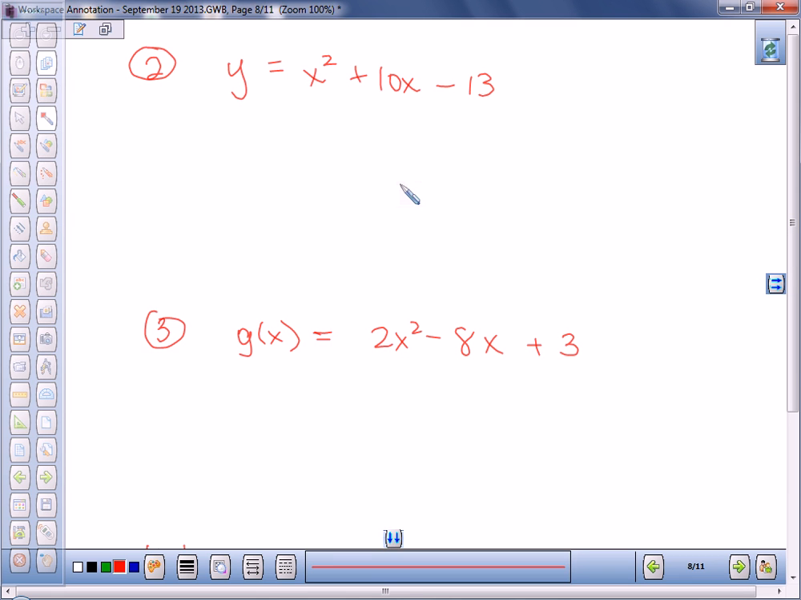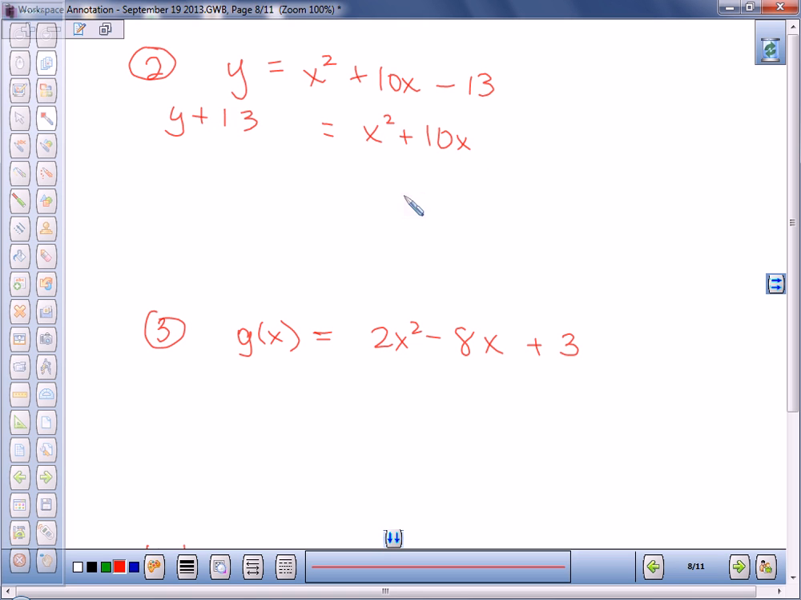Alright, let's look at number 2. So number 2 is y equals x squared plus 10x minus 13. So the first thing I want to look at is, is this already a perfect square trinomial? No, it's not. So I'm going to move the 13 over. And then create my perfect square trinomial.